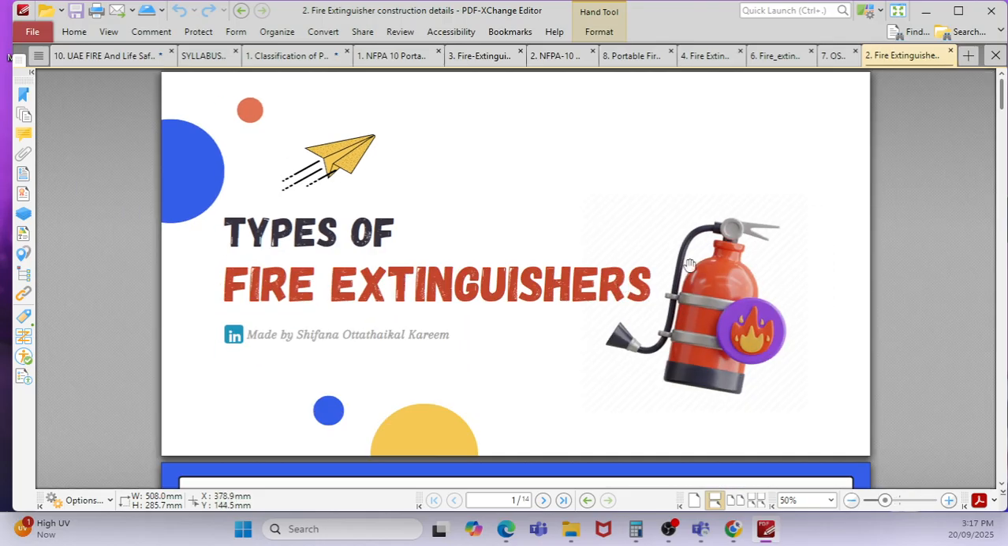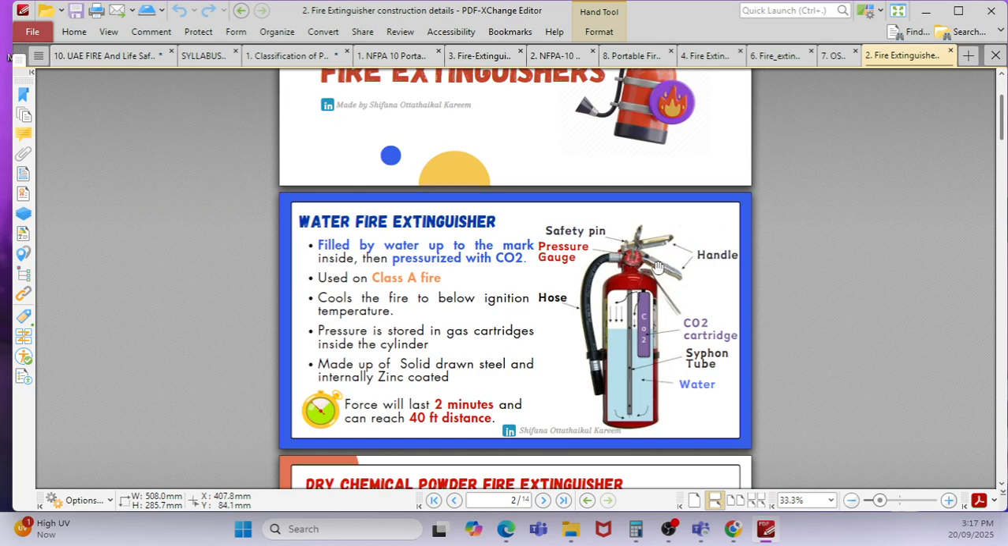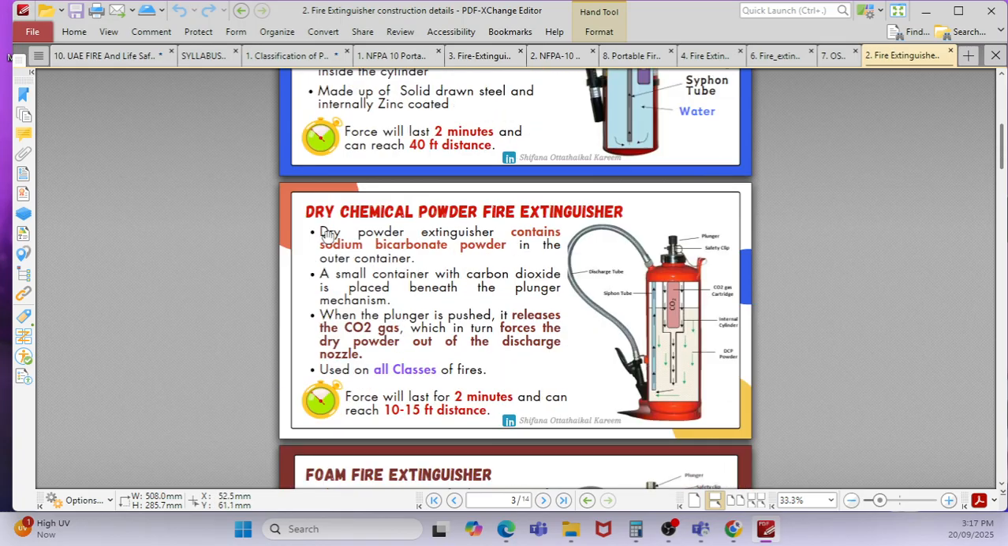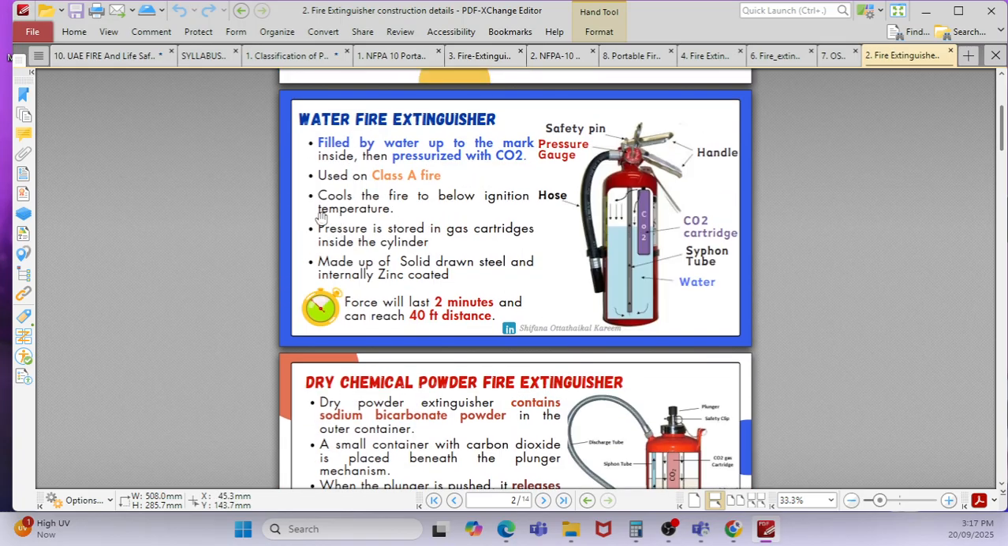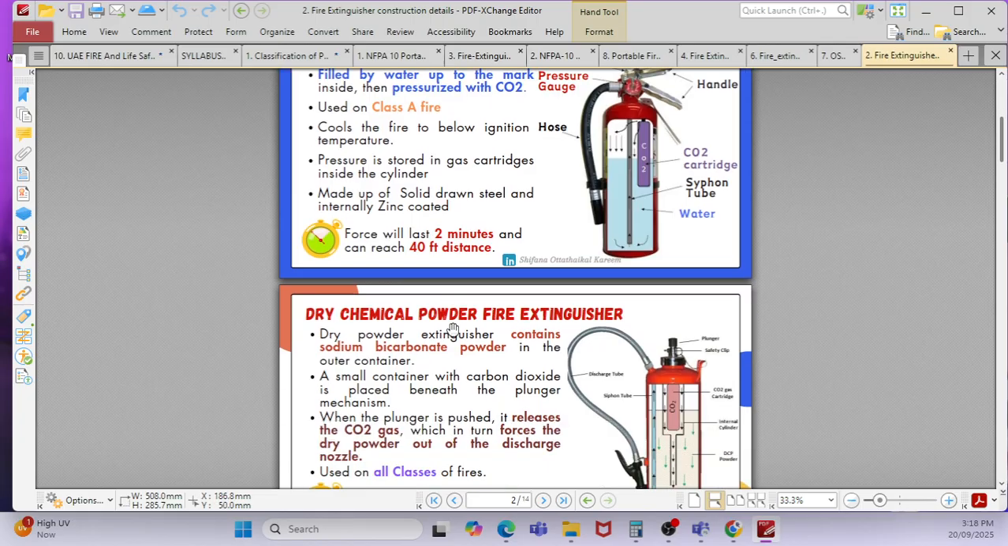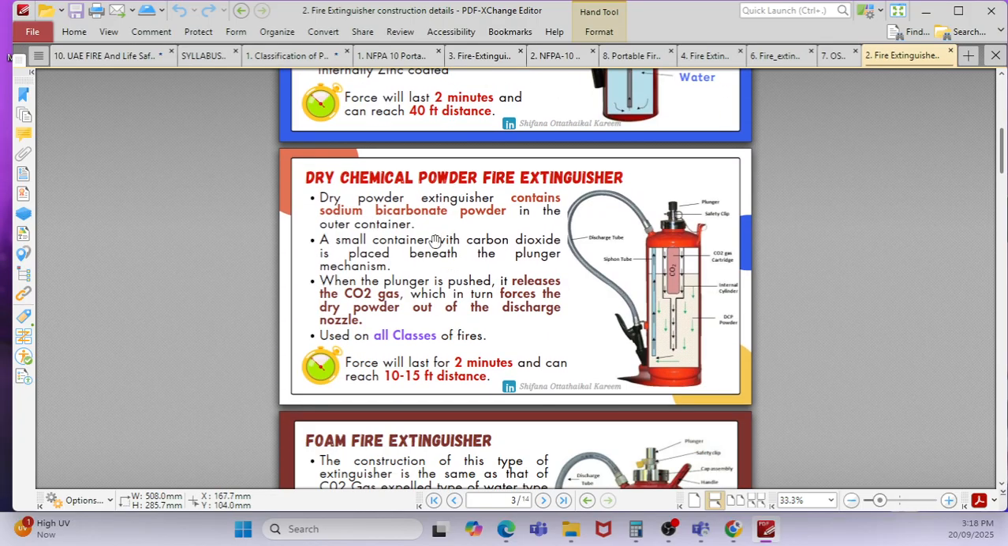Yeah, you have types of fire extinguishers again. There are different types. The same thing, water fire extinguisher. You can see what you have inside: it cools the fire to below ignition temperature, right? Pressure is stored in a gas cartridge inside the cylinder, made of solid brown steel and internally zinc coated. Force will last for 2 minutes and can reach up to 40 feet distance.